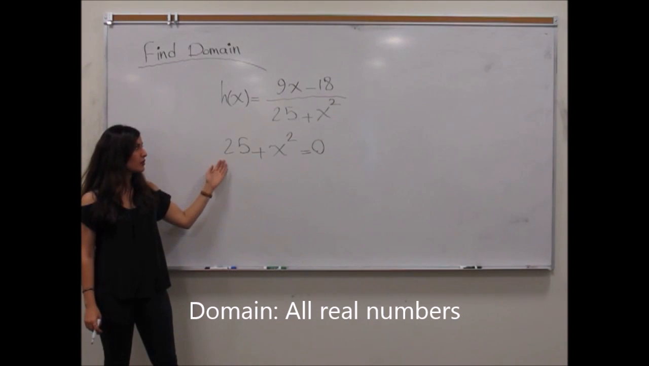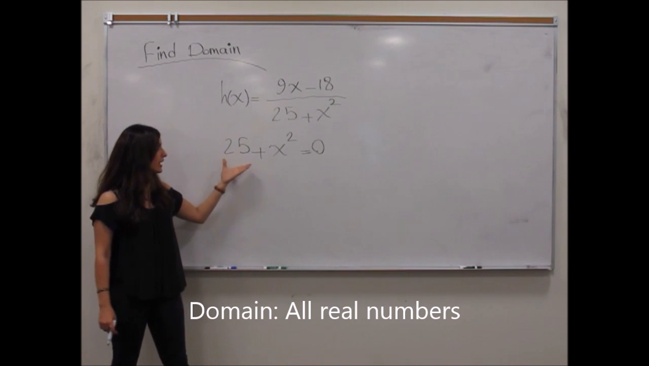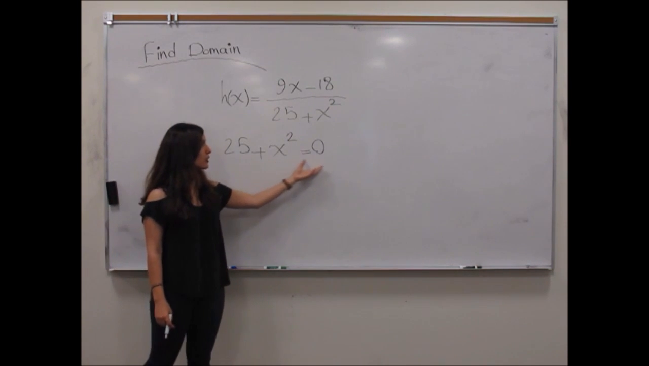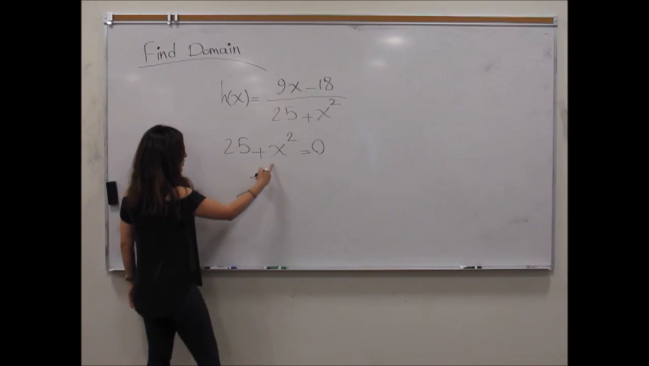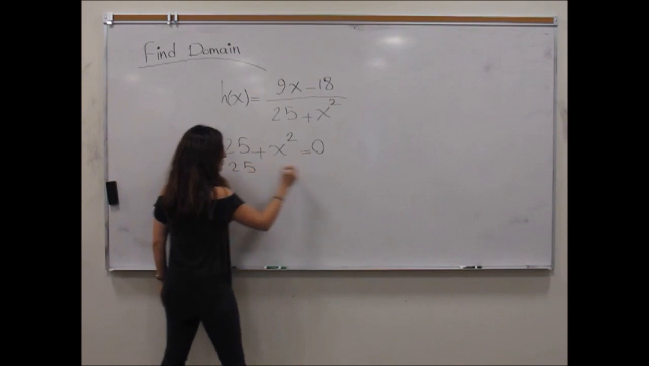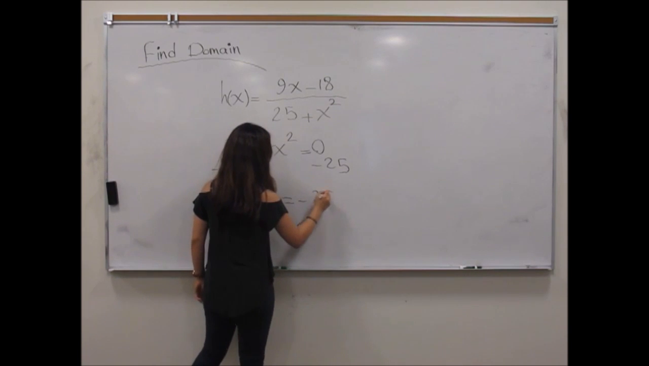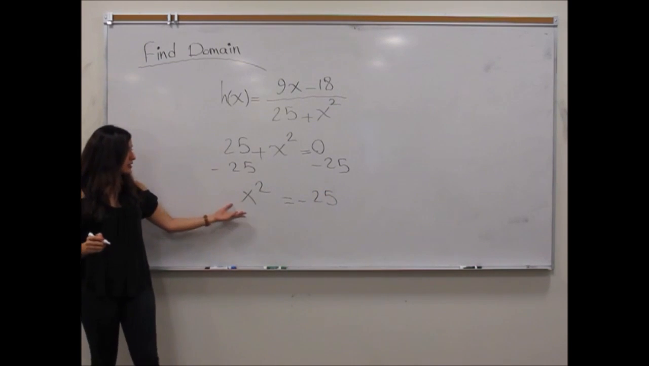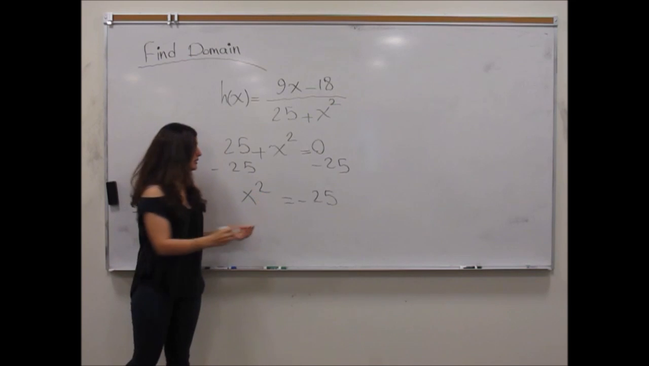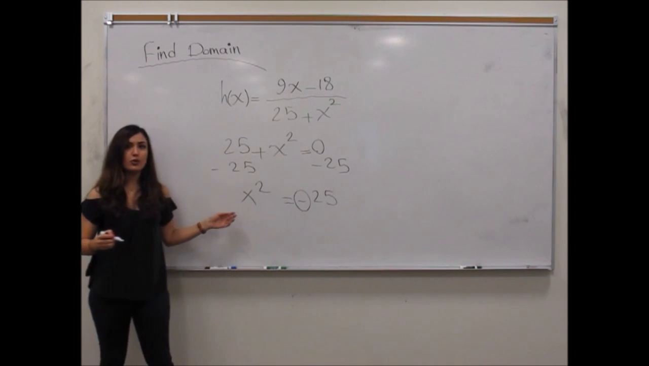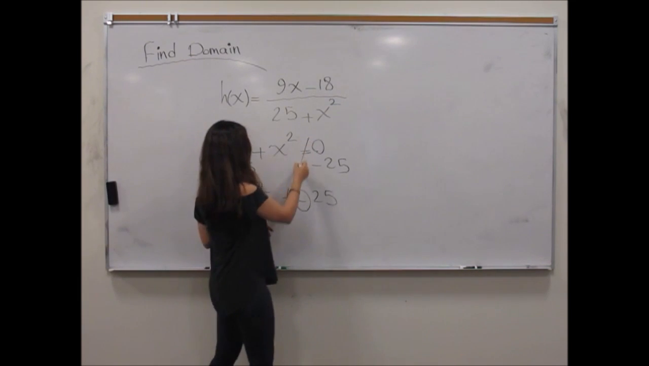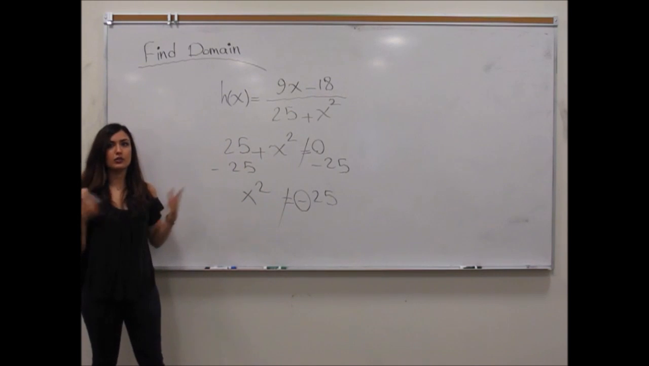Alright, so for this example you can also think about it this way. If I have 25 plus x squared equal to 0, to isolate the x, I subtract the 25, and I get x squared equal to -25. And a number squared cannot be a negative number, so this is not true, so the denominator wouldn't ever be 0.